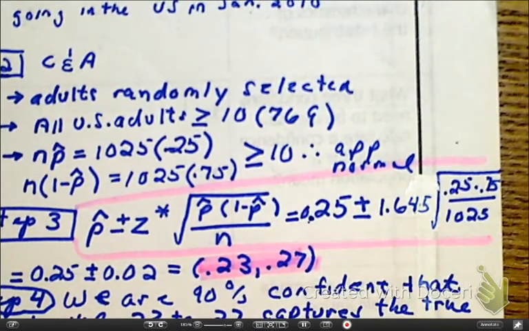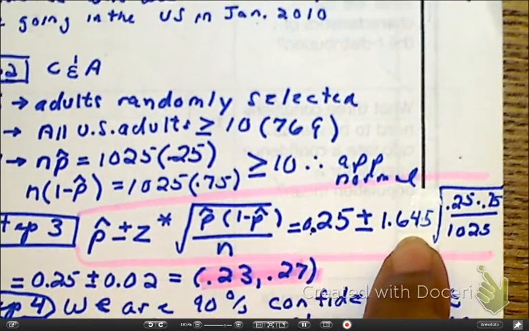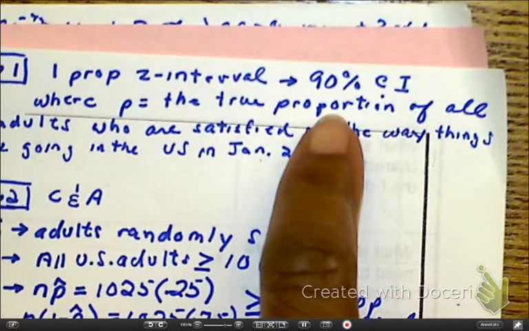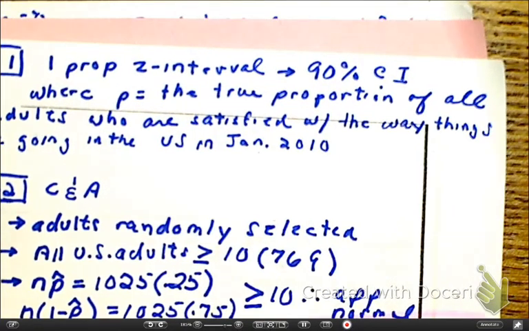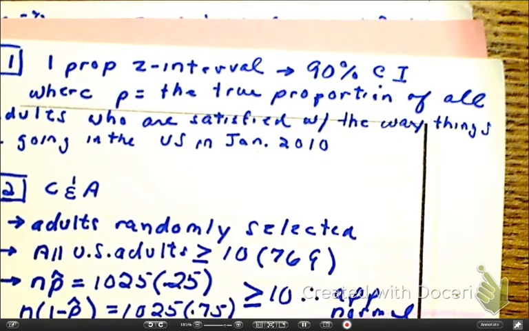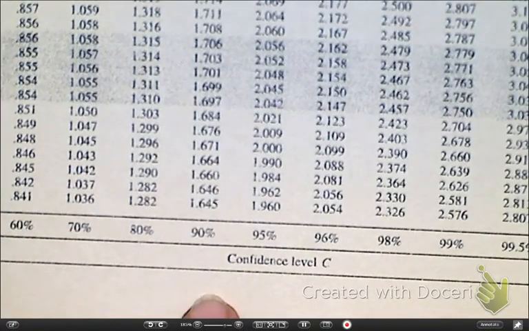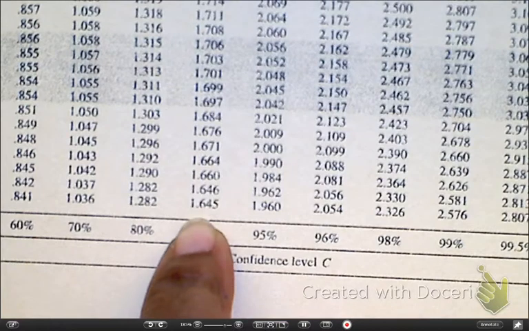Notice it does not give you a Z-star though, so you're going to have to find that yourself. And remember, how did I find that Z-star for that 90% level C? Well, I need to find my cardstock. Remember, we're using our T-chart. Look at the bottom where it says confidence interval or confidence level C. Find your 90% and slide up. That's where that 1.645 came from.